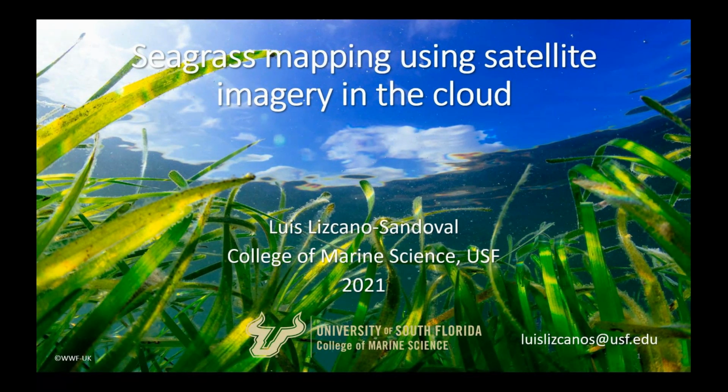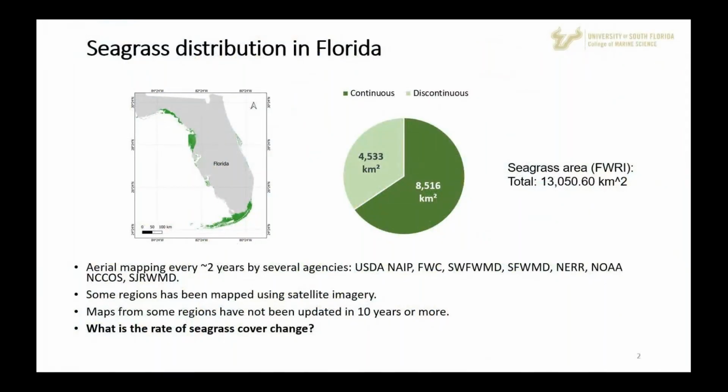My research seeks to map and detect changes in seagrass area at regional scales. In this presentation, I'm going to show some results for the state of Florida. So this is the seagrass distribution in Florida that most of us know. The seagrass area in Florida is about 30,000 square kilometers. This includes the discontinuous and continuous seagrass areas.